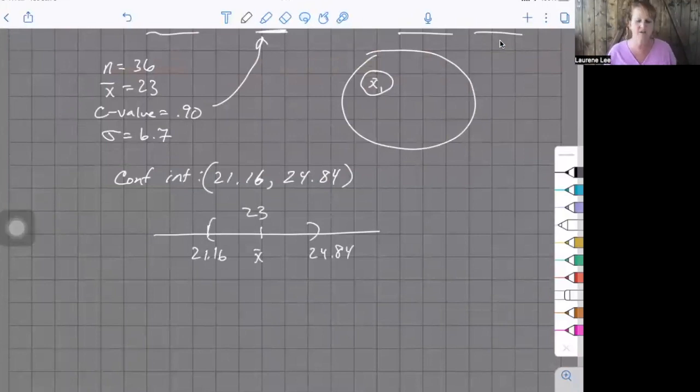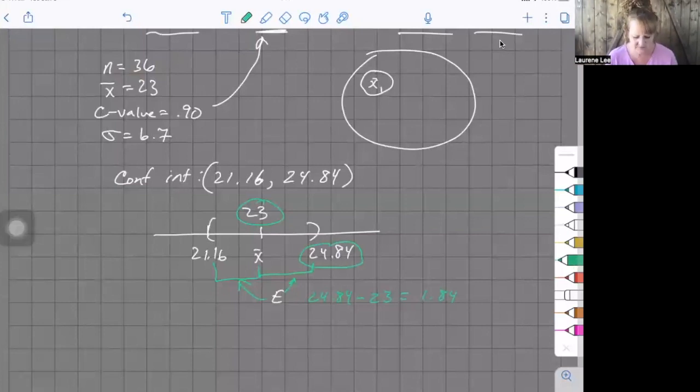And the way that you can calculate your error, some of the problems follow up after they say calculate the confidence interval. They say, what's the error? What is E? And what that means is, what is this distance right here? Or this distance right here? They're the same. It doesn't matter how you do it. You just pick one of those two distances. And so all you do simply is take one of these numbers and subtract it from the other. So I'm going to take 24.84 and subtract 23. And that's going to be my margin of error. So that's just going to be 1.84.